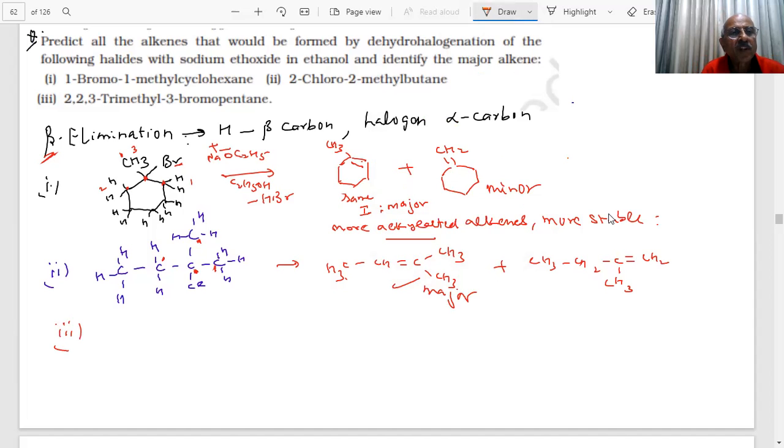2, 2, 3 trimethyl, 3 bromopentane. Numbering 1, 2, 3, 4, 5. 3 bromo.